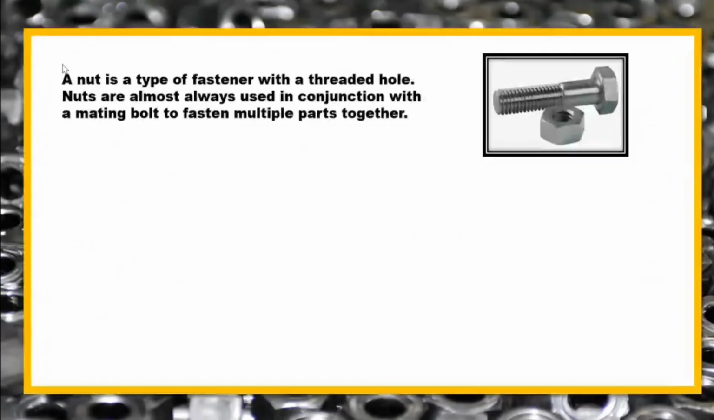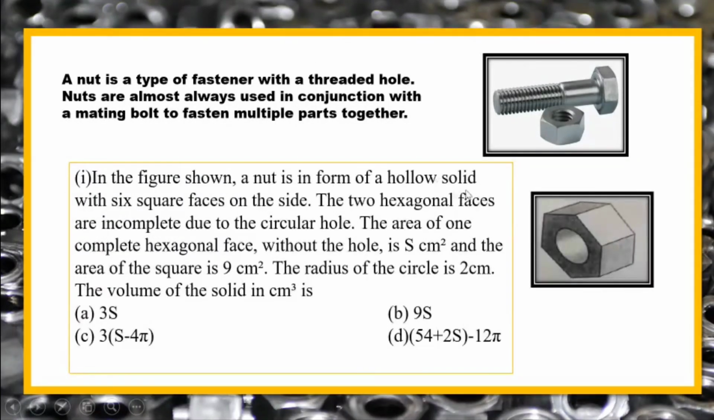So let me show you the case study question. A nut is a type of fastener with a threaded hole. Nuts are almost always used in conjunction with a mating bolt to fasten multiple parts together. So this is a picture of a nut and a bolt. Now in the figure shown, a nut is in the form of a hollow solid with six square faces on the side. The two hexagonal faces are incomplete due to the circular hole. The area of one complete hexagonal face without the hole is S centimeters square, and the area of the square is 9 centimeters square. The radius of the circle is 2 centimeters. Find the volume of the solid in centimeter cube. And these are the options given.